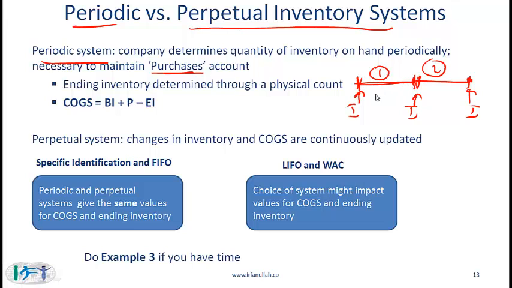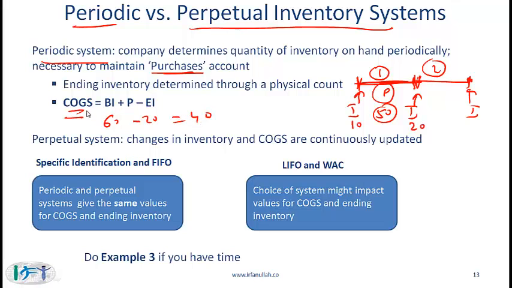During a given period, a purchases account is maintained which tracks how much is being purchased, and then the cost of goods sold for a given period would be equal to the beginning inventory. So let's say beginning inventory is 10, and then purchases during a period, let's say 50. Ending inventory, let's say, is 20. Then your cost of goods sold is going to be beginning inventory 10 plus 50, which is 60, minus 20, which is 40.